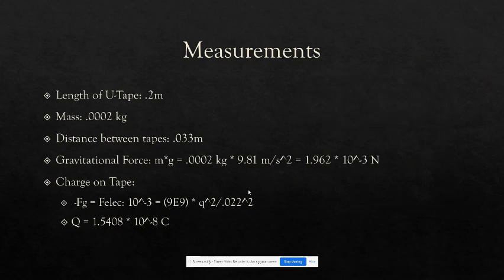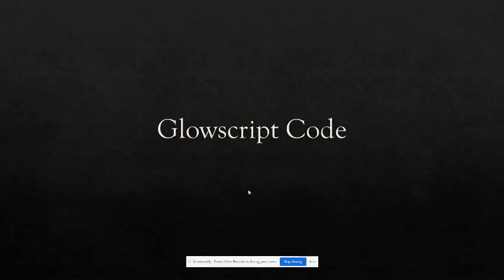So to recap Lab 1, the measurements that I got were: the length of the tape is 0.2 meters, the mass is 0.002 kilograms, and the distance between the tapes is 0.033 meters. Gravitational force comes out to 1.962 times 10 to the negative 3 newtons. And the charge on the tape is found by setting that gravitational force equal to the opposite of the force of the electric field. And with this, you get Q is equal to 1.5408 times 10 to the negative 8 coulombs.